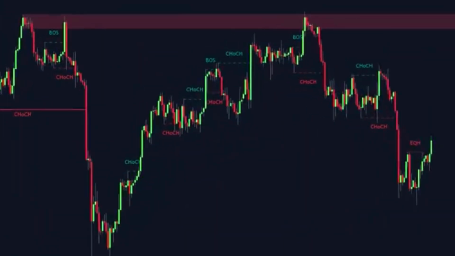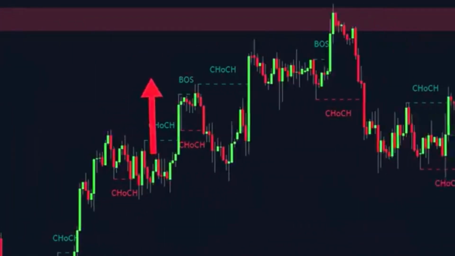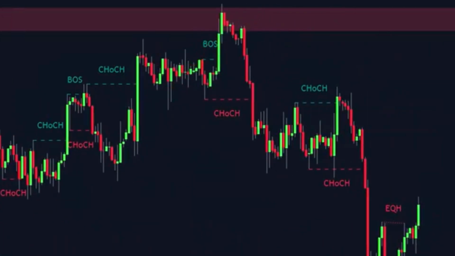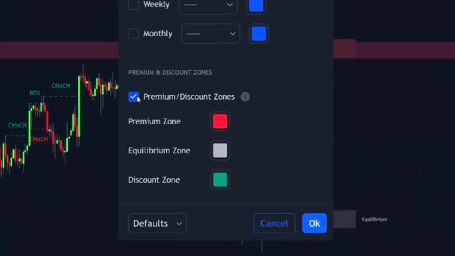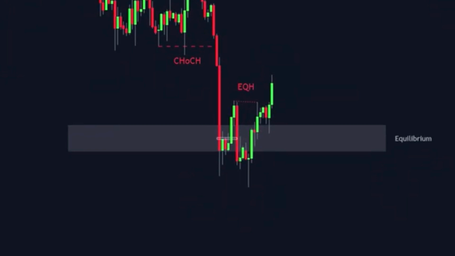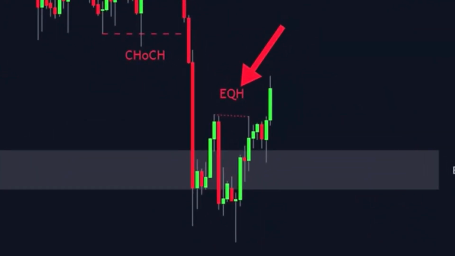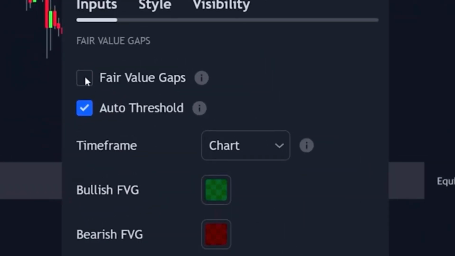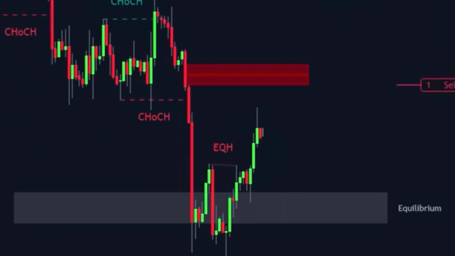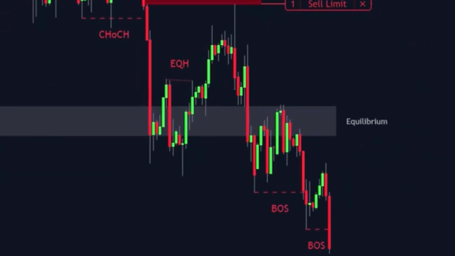In this other example, notice how the structure is bearish and the price has retraced into the swing order block. Now, if we enable premium and discount zones, we can see the price is above the equilibrium, which is where you want it to be for sell trades. We also see that there was a bearish equal high plotted, which is the first sign of a possible reversal. If we now enable fair value gaps, we can set a limit order at that fair value gap since the structure is still bearish to get an amazing sell trade.